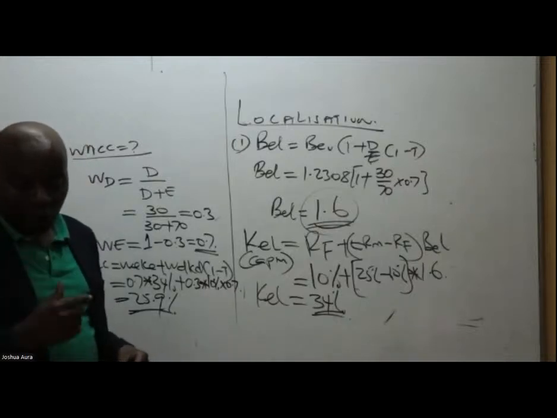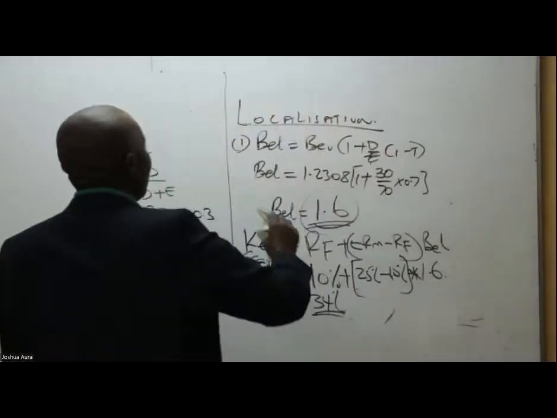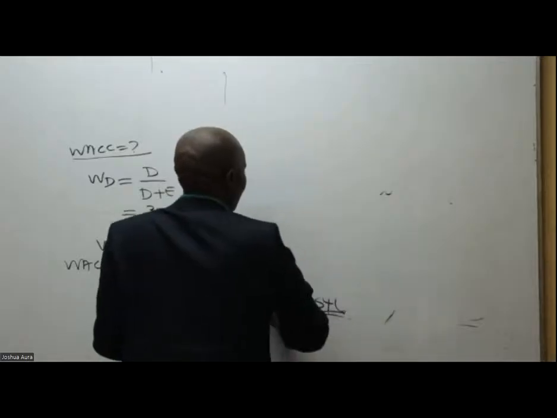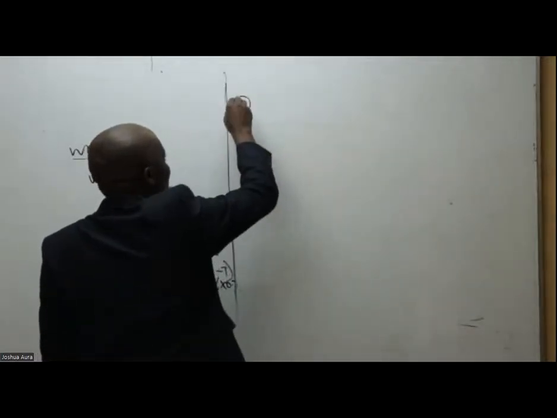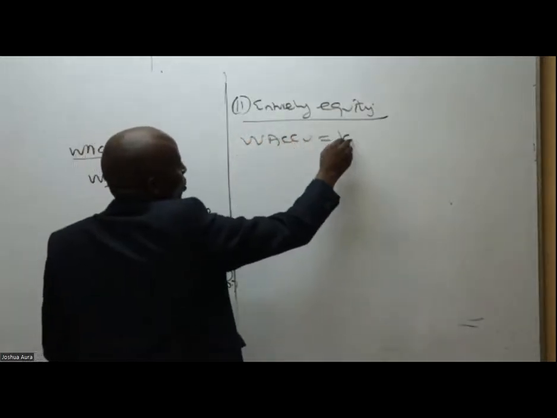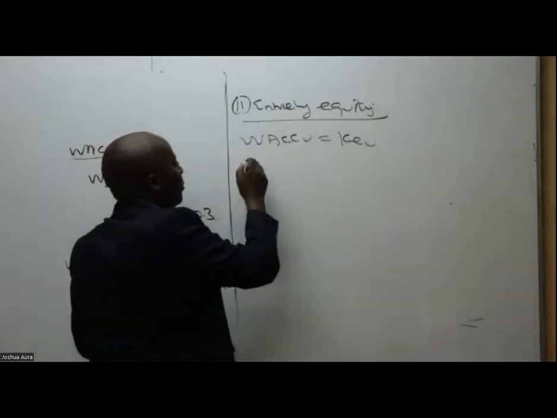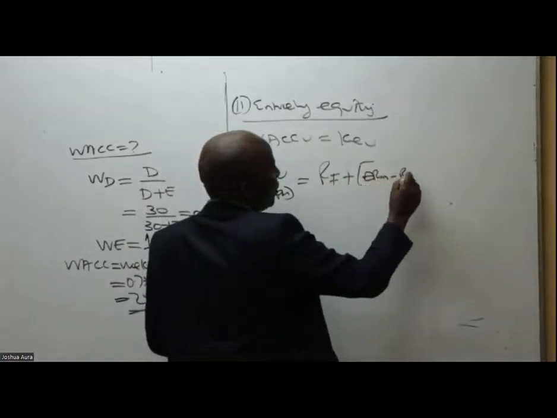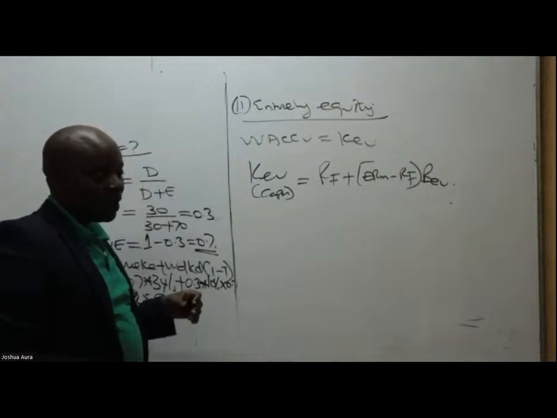So from there, if you allow me, I'll go to the second bit. This is very easy. Entirely by equity, there is no working really. So entirely equity, I know WACC of the unlevered firm equals Ke. To get Ke, using CAPM, I'll take the risk-free plus market returns minus risk-free, multiplied by beta. I don't need a lot of workings here really.